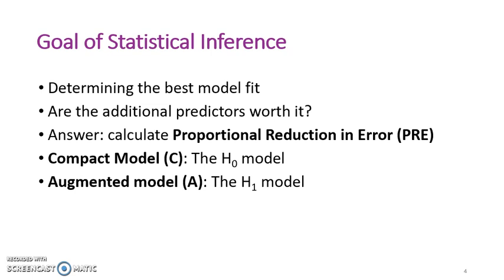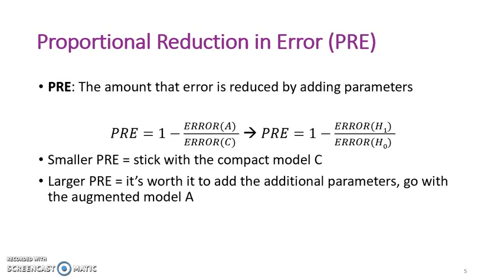The compact model will usually represent the null hypothesis. This is the model hypothesizing no effect or a simpler effect. The augmented model will represent the alternative hypothesis and include the additional predicted effects. We can define a proportional reduction in error as the amount that error is reduced by adding parameters. Another way to think about this is that proportional reduction in error is the amount that error is reduced in the data when we examine the alternative hypothesis.